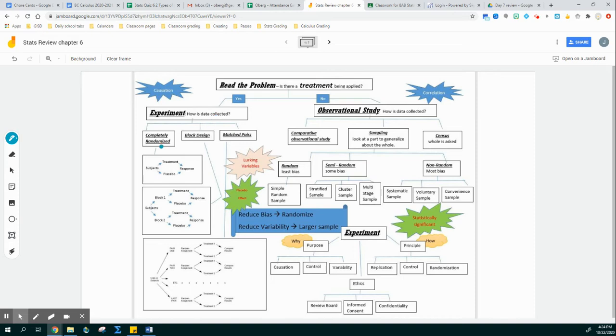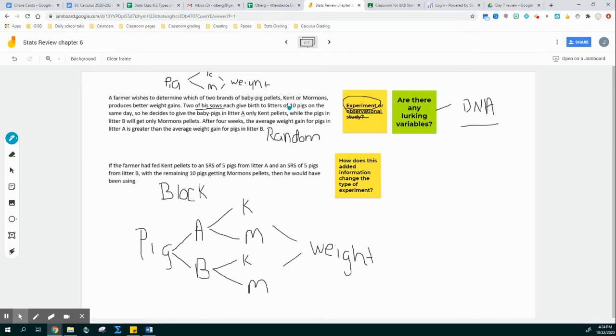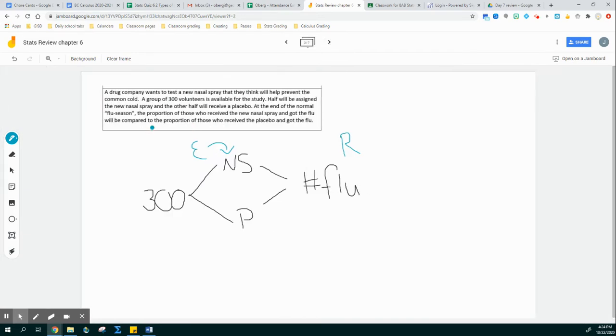Is it a completely randomized experiment, a block design, or a matched pairs? Okay, so oops, that was the long one. Here we go. I take my subjects and I directly split them. That makes that a randomized design.